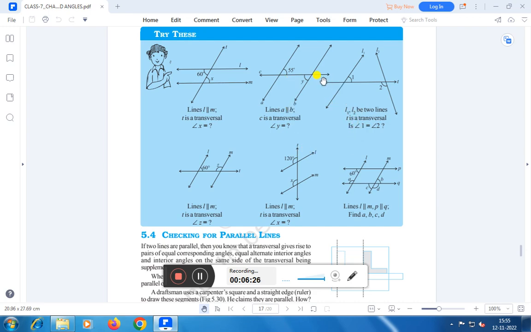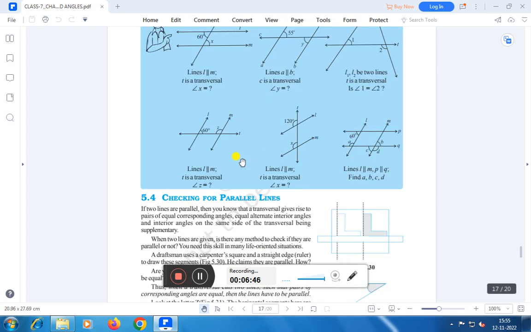Here also you see, if L1 and L2 are two lines and T is the transversal, right? Is angle 1 equal to angle 2? No, because these are not parallel lines, so it is not equal. Here L is parallel to M and T is a transversal, right? Therefore this is 60 degrees, therefore J will also be 60 degrees, right?